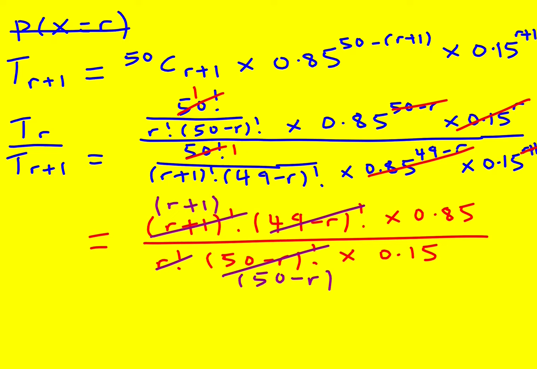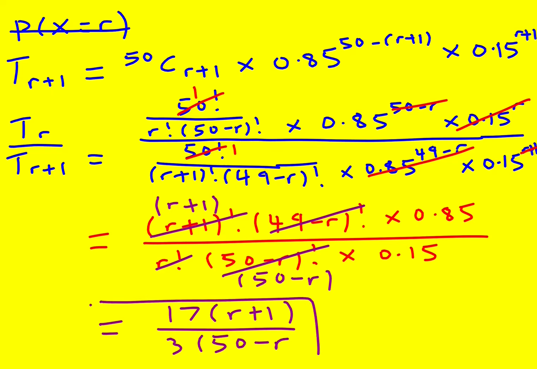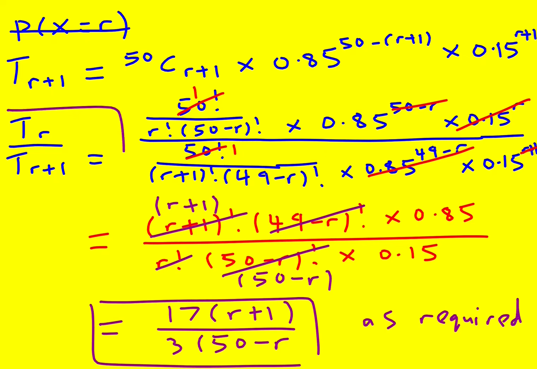And it's 17 over 3. So this is going to become 17r plus 1 over 3, 50 minus r, as required. For me, that is the hardest bit of the whole question.